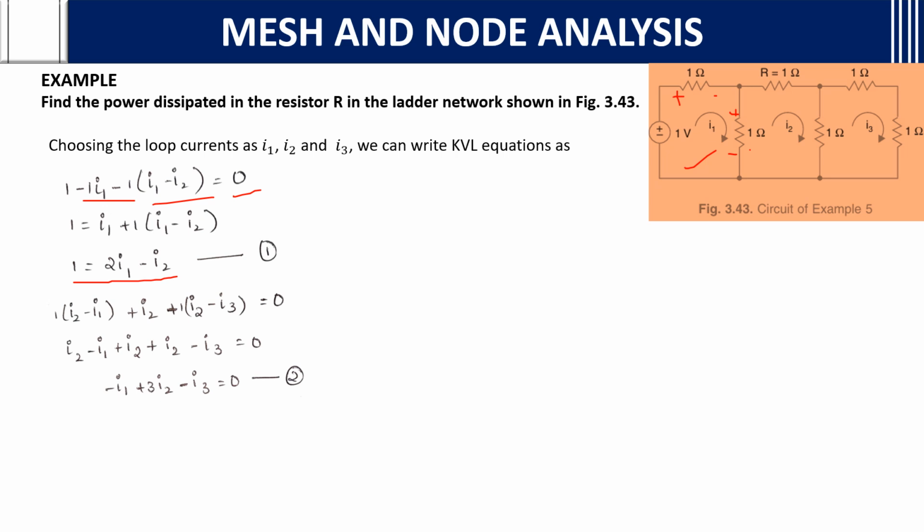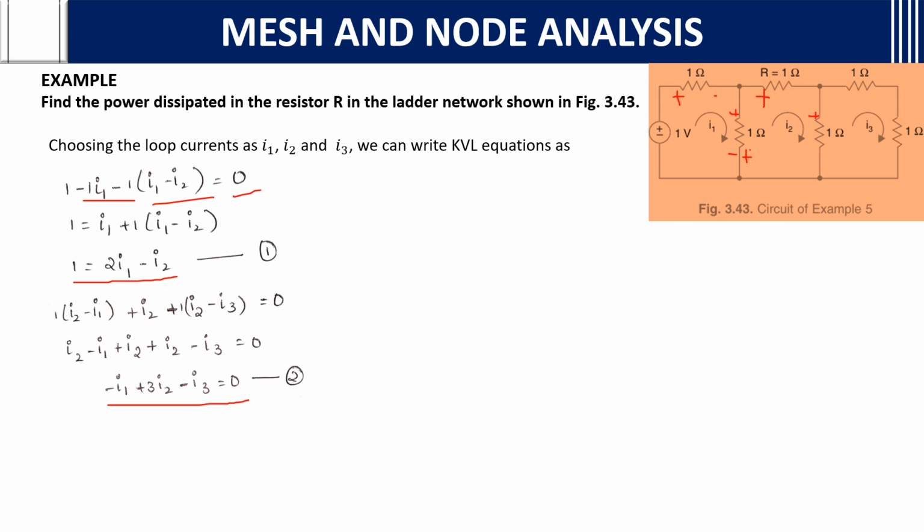And then we'll see the KVL for the second mesh. In the same way, first we'll write, again we need to consider the currents, no? Plus, minus, plus, minus, plus, minus. Consider in this way now. After considering, 1 into I2 minus I1. Then just 1 I2, then 1 into I2 minus I3. If you rearrange this, you will get minus I1 plus 3I2 minus I3.